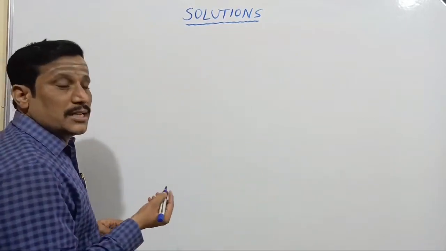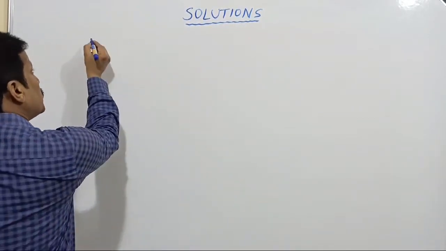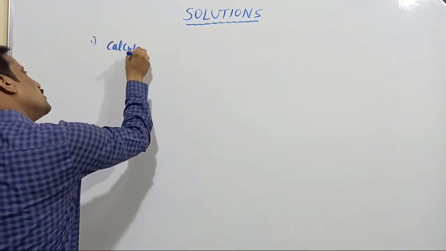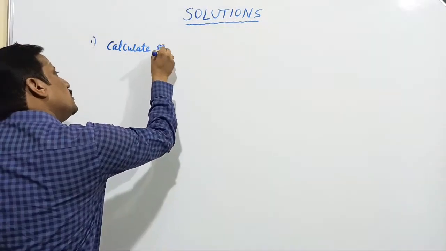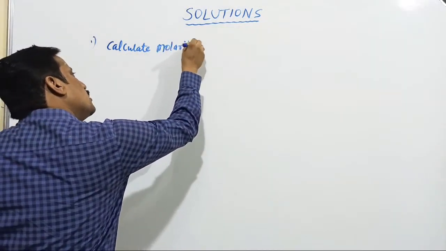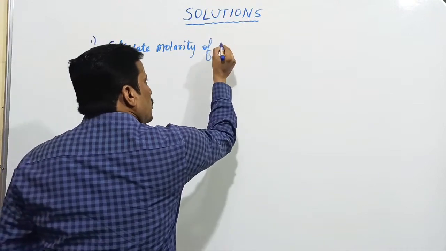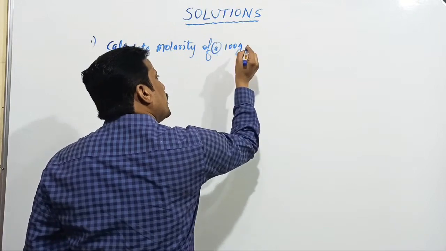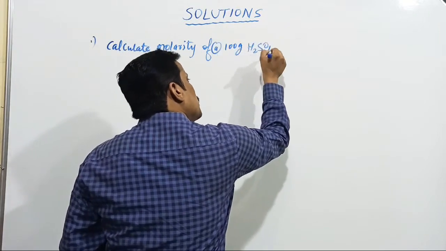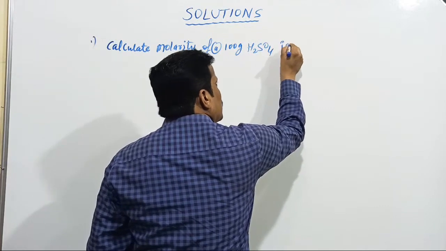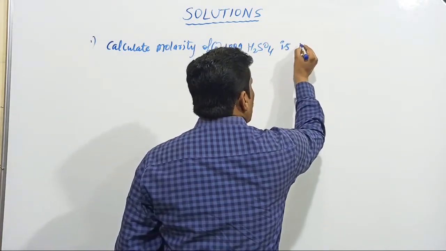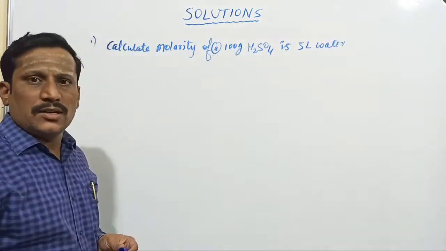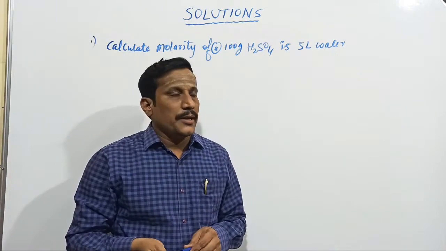See, yesterday's problem was: calculate the molarity of a solution in which 100 grams of sulfuric acid is dissolved in 5 liters of water.